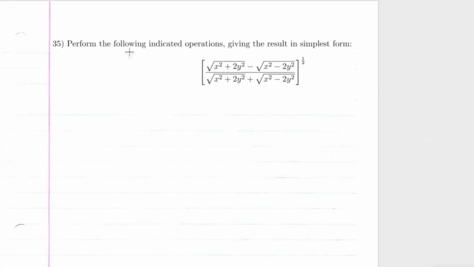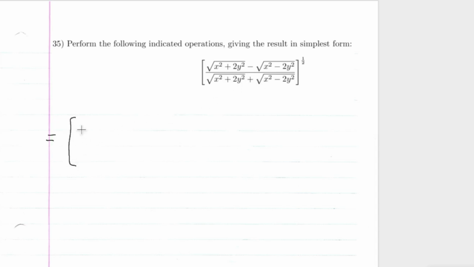We wish to perform the following indicated operations, giving the results in simplest form. So we're looking at this expression here that's raised to the 1/2, and we want to get rid of these radicals in the denominator. The way we can do that is multiply this expression by the conjugate of this denominator. And I'll show you what I mean.